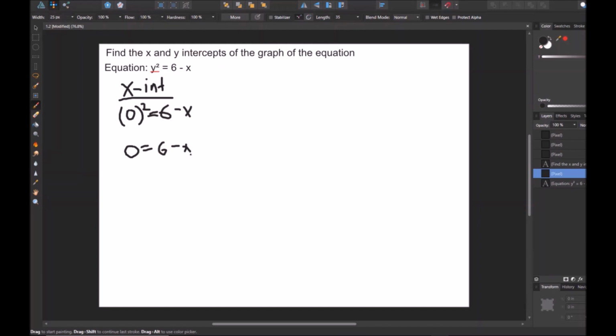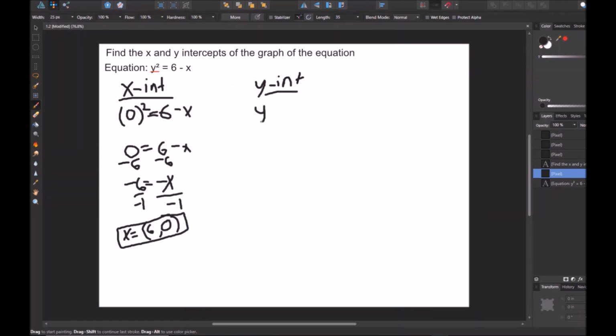So in order to get x alone, we have to subtract 6 on both sides. So we have negative 6 equals negative x. And in order to get x alone, we have to divide by negative 1 on both sides, which gives us x equals 6, comma 0 as our x-intercept. And then for our y-intercept, we're going to plug in 0 wherever we see x. So we have y squared equals 6 minus 0, which is just 6.